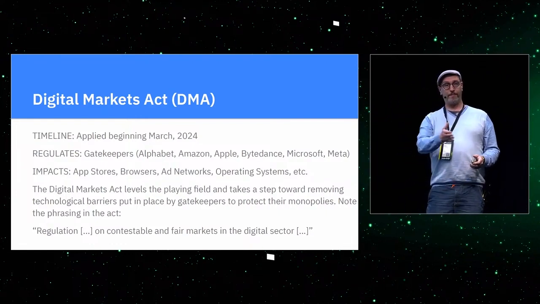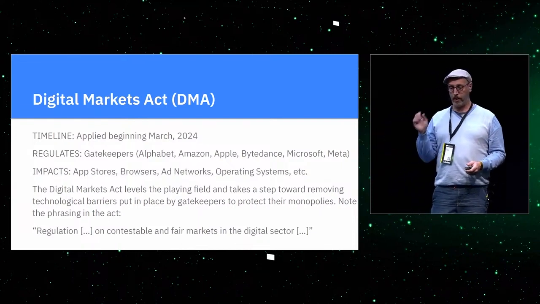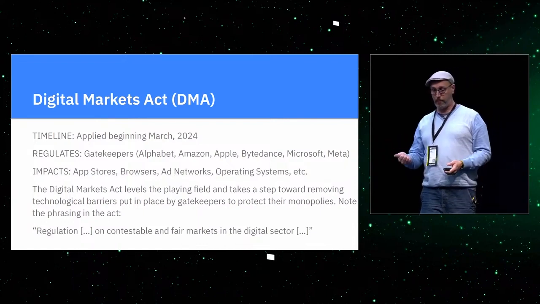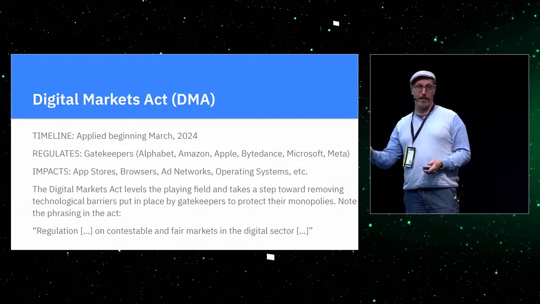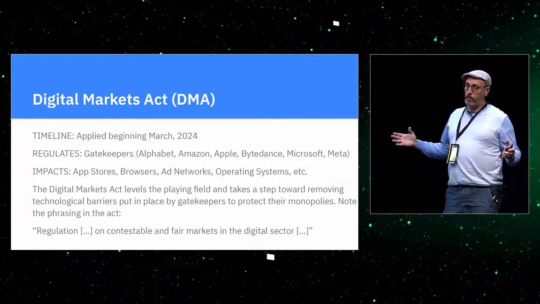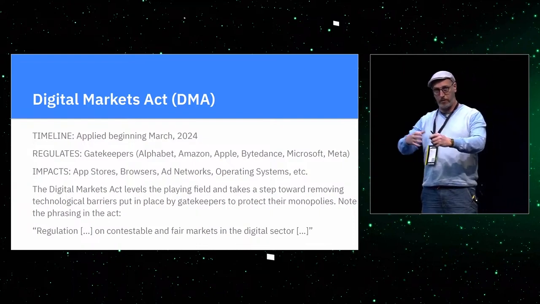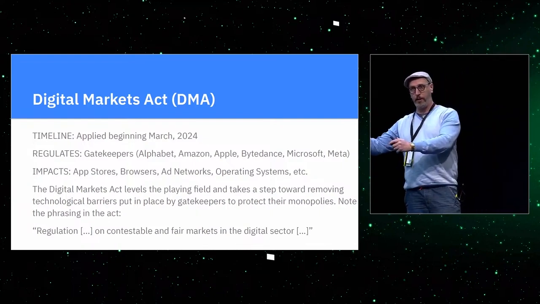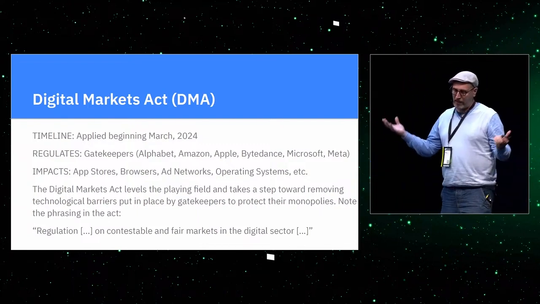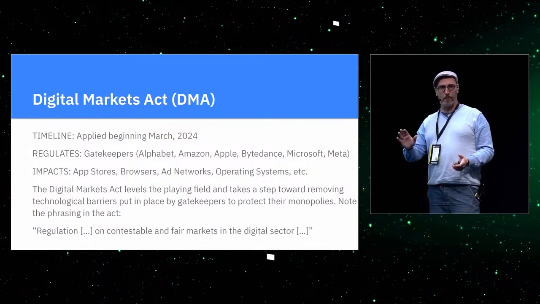It starts being applied in about a week. It regulates the gatekeepers. There's 6 of them right now that are regulated: Alphabet, Amazon, Apple, ByteDance, Microsoft, and Meta. And what it's trying to do is remove the power that these platforms have over the market such that other companies cannot do similar things.